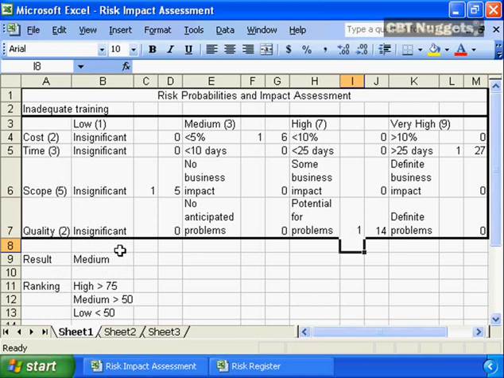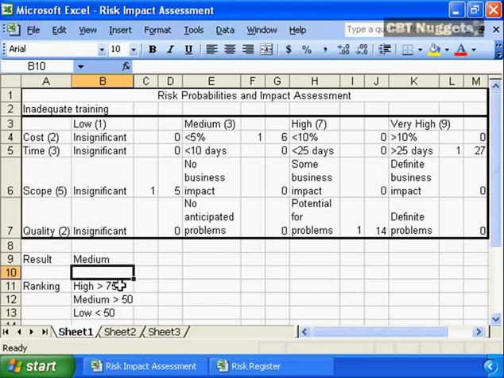This risk of inadequate training is being ranked as a medium possibility, a medium grade risk for our project. And that's simply the result of the addition of a 6 computed for cost, a 27 for time, a 5 for scope, and a 14 for quality. So taking all of those together, we add them together, and it's assessed to be a medium, and that's simply because the result is greater than 50 but less than 75.